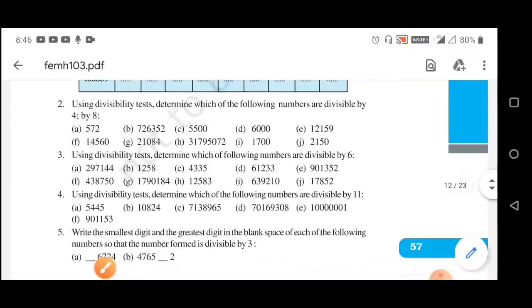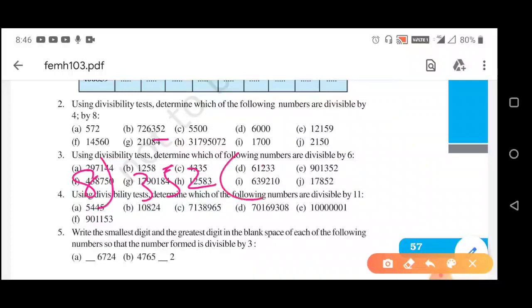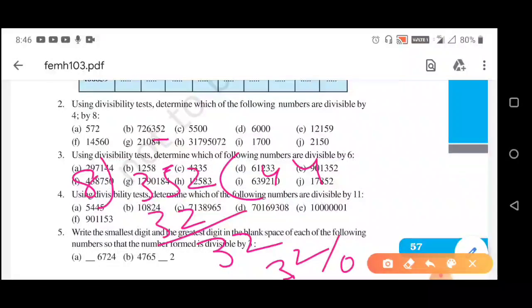Now question number B, here we can consider the number formed by last three digits and it is 352. Now we have to check 352 is divisible by 8 or not. So 352, our remainder is 0, so 352 is divisible by 8, that means question number B is divisible by 8.